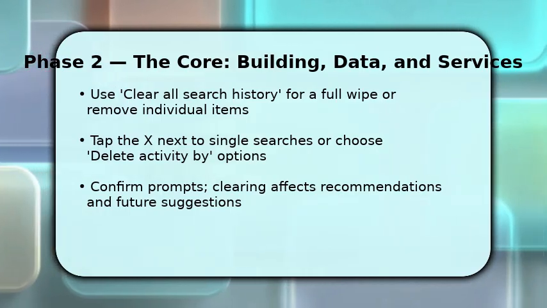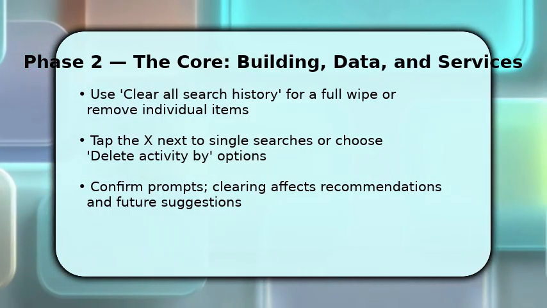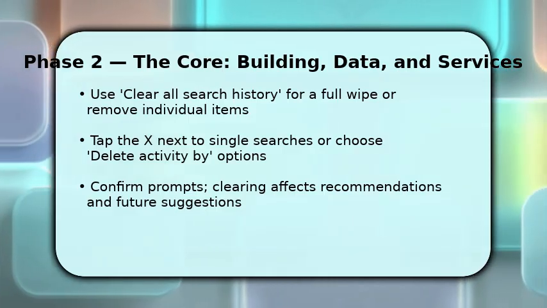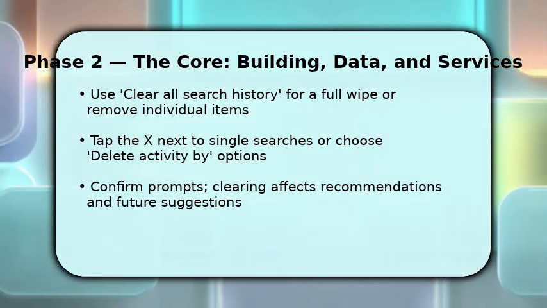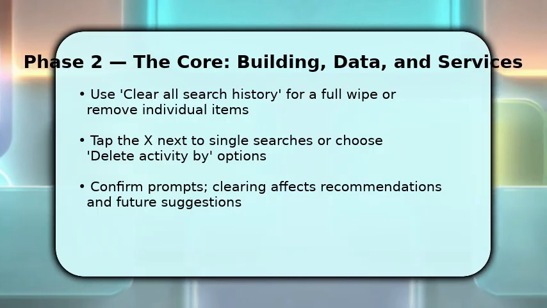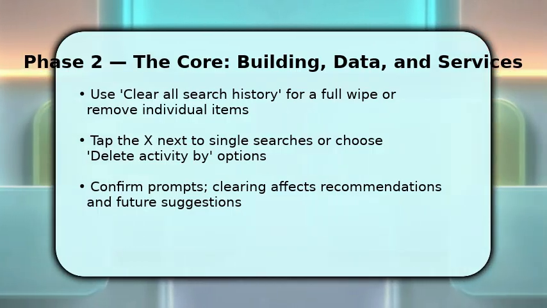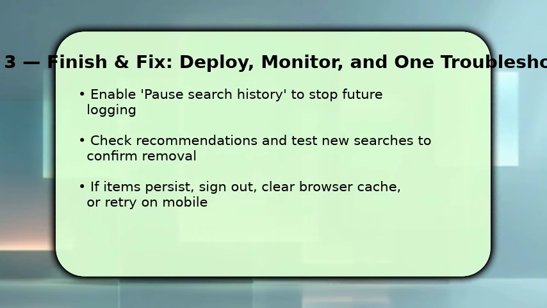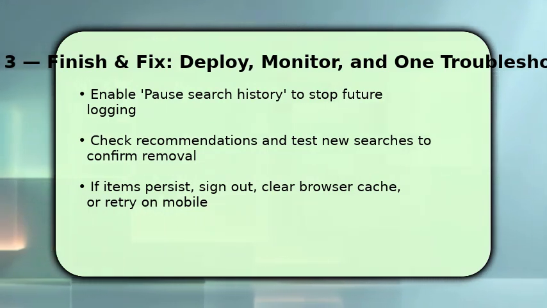Once done, YouTube will stop using those searches to refine suggestions. Expect recommendation changes and give the system a little time to adjust. Finish by pausing search history so new queries won't be recorded if you want ongoing privacy. Tap Pause Search History and verify that the toggle is active.